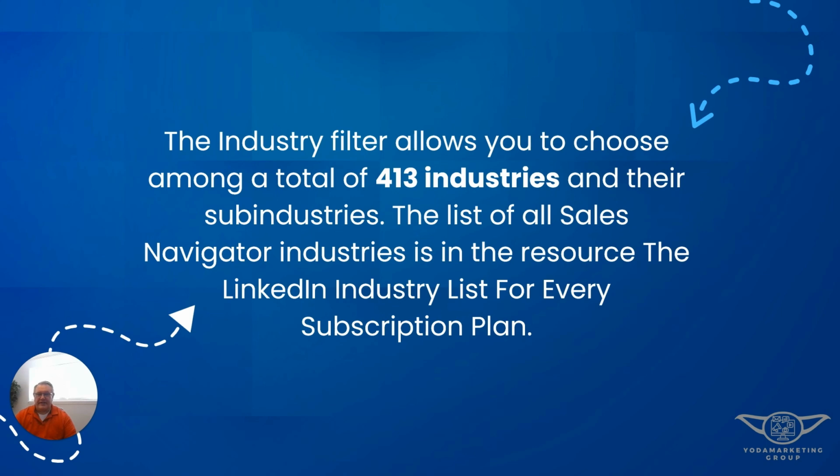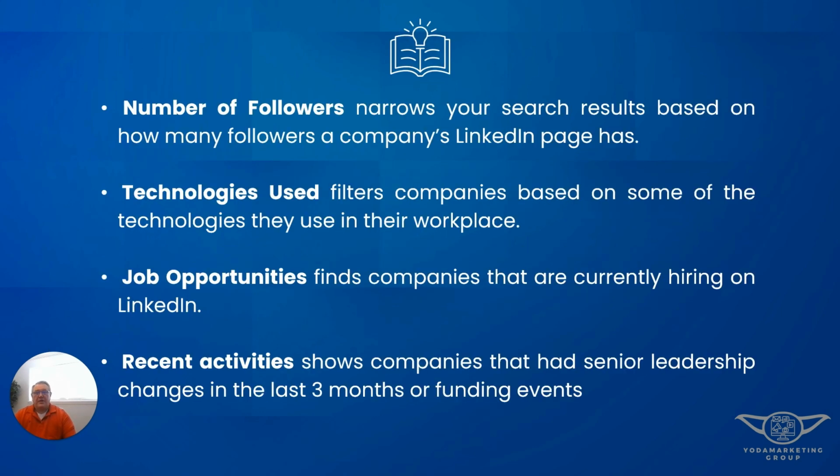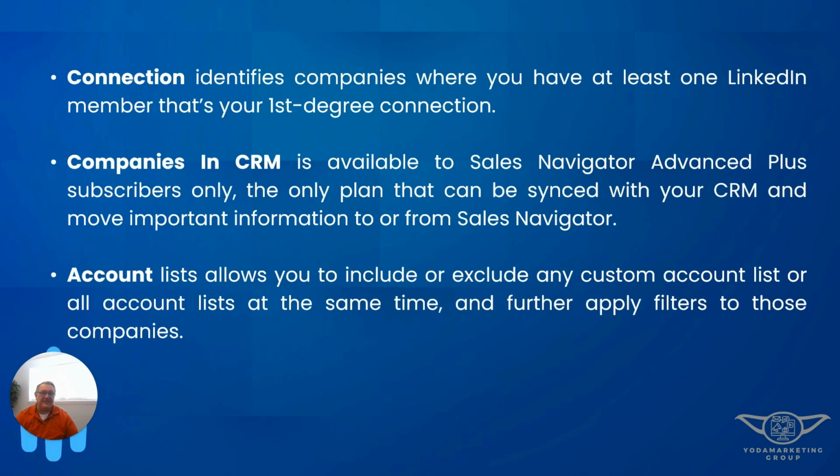I touched on the industries. It's changing. It's not perfect. Some industries get more love than others. I've already used the vast differences between information technology and marketing as kind of extreme examples on both ends. You can narrow your search results based on the number of followers from a company's LinkedIn page. I typically don't do that. Technology used, I do that. Job opportunities, recent activities, obviously. You have to have at least one LinkedIn member. That's your first degree connection. Companies in here, again, that's an Advanced Plus thing.